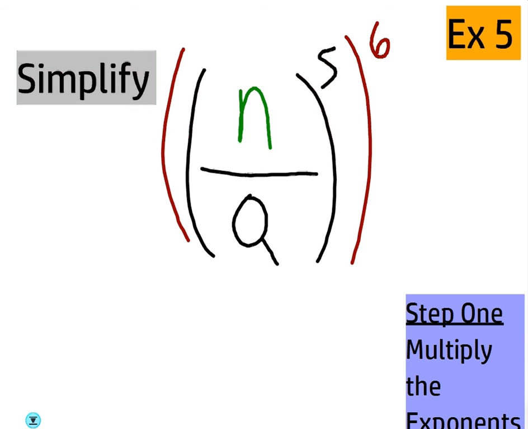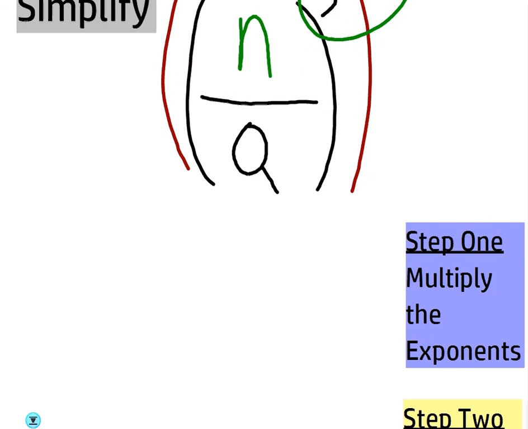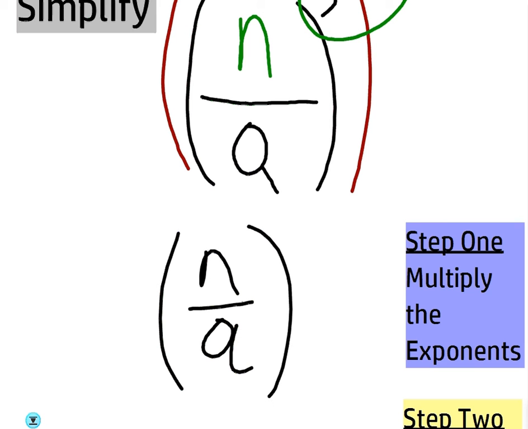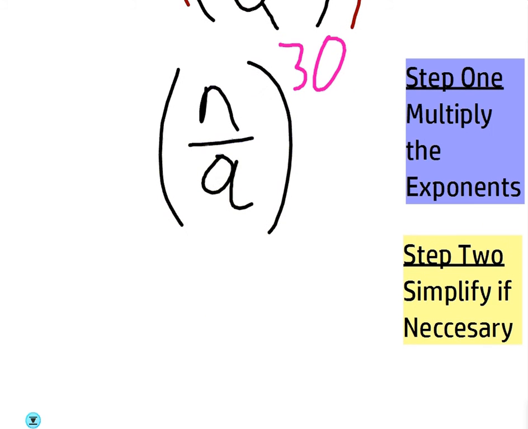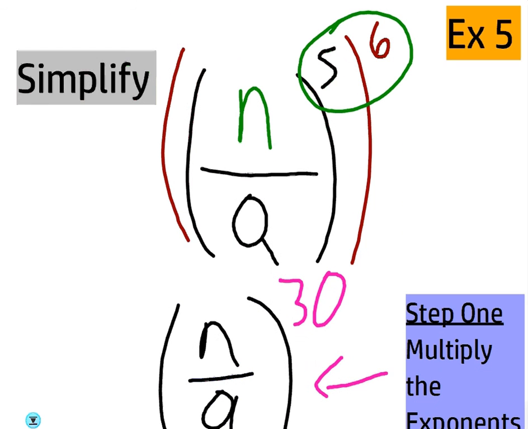Okay, again, this one's not hard. It's actually a lot easier than it looks. All you got to do is multiply the 5 and the 6. The way to read this is n over q to the 5th power raised to the 6th power. 5 times 6 is 30. When you raise a fraction to an exponent, unless it's actually going to end up simplifying the problem, you don't have to distribute it. I realize that you could say n to the 30 over q to the 30, but I would say that this is more simple than that, so you can just leave it that way. So this problem only really has one step.